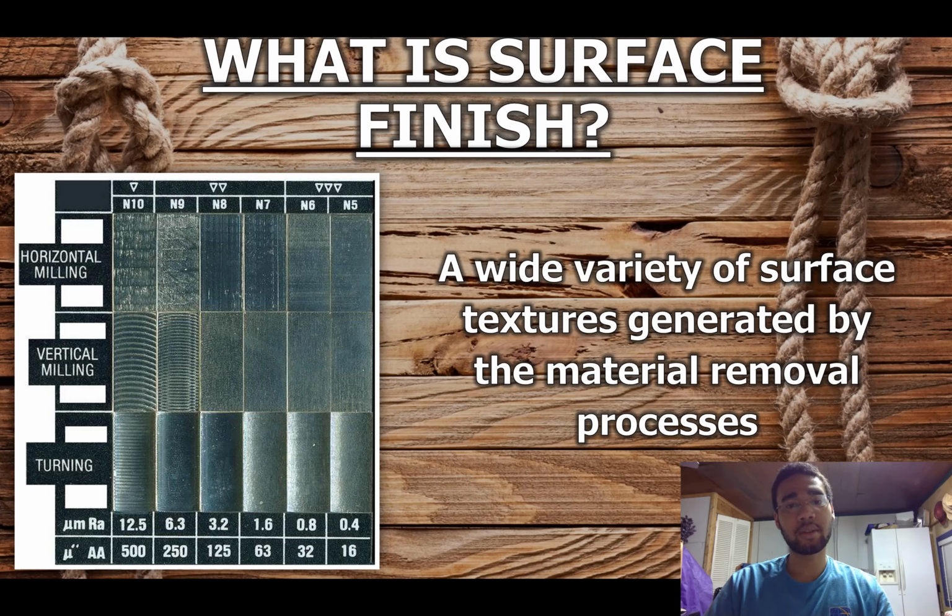What is surface finish? Simply put, surface finish is a wide variety of surface textures generated by the material removal process. And if you look at this figure on the left, you're able to see three different material removal processes: horizontal milling, vertical milling, and turning. And if you look down here, you're able to see that as the average surface roughness decreases, the smoothness of each surface increases.